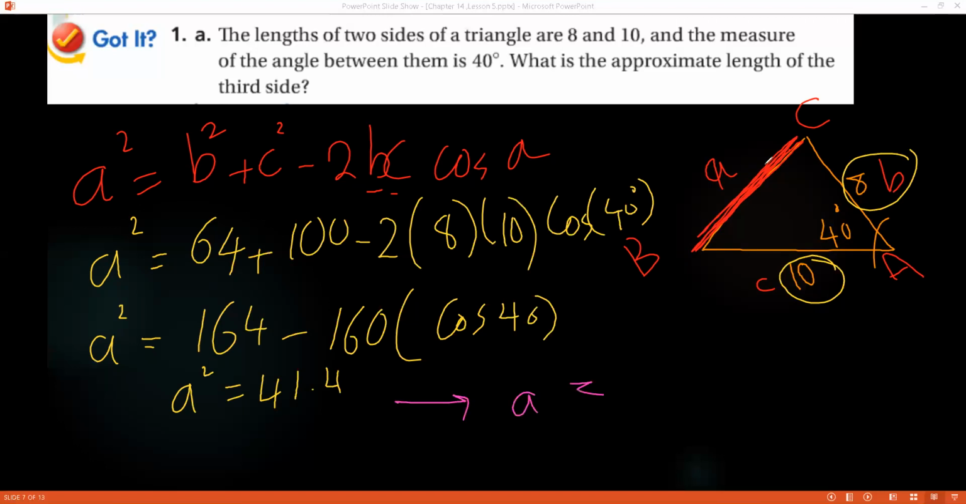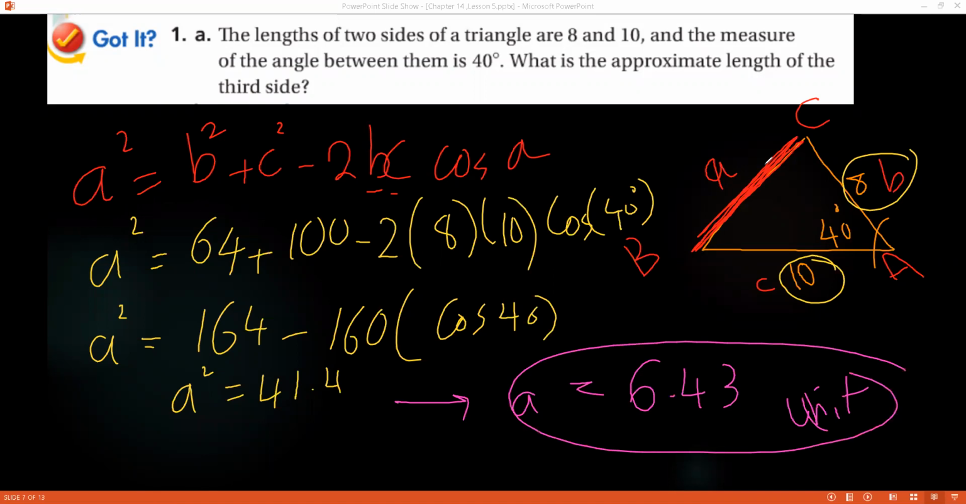So A will be the square root of 41.4. So it will be 6.43 units. This is the length of A.